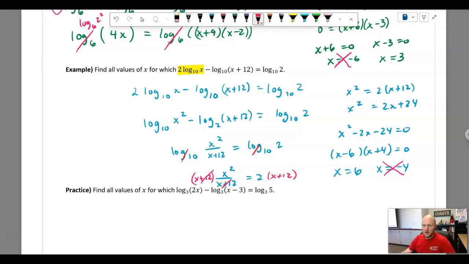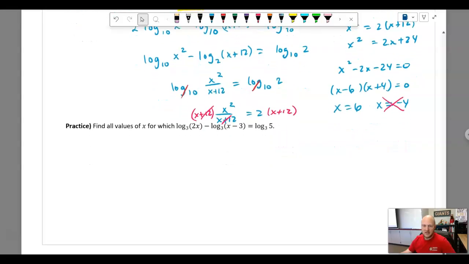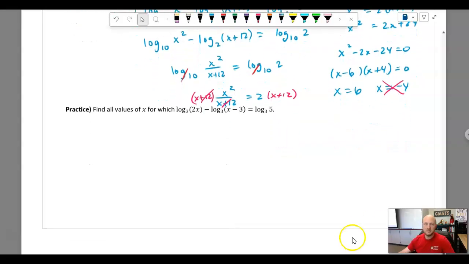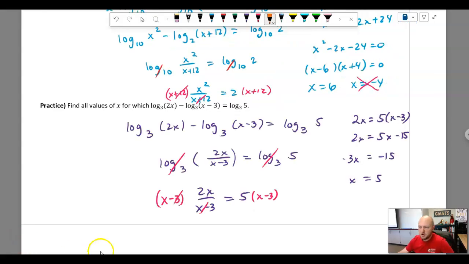Okay, I do have a practice problem, last one for you here. Go ahead, pause me, I'll show you the solution. Okay, hopefully you got this answer, 5. We condense our left-hand side of the equation into a single logarithm, 2x divided by x minus 3, because that is subtraction, so we use the quotient property.